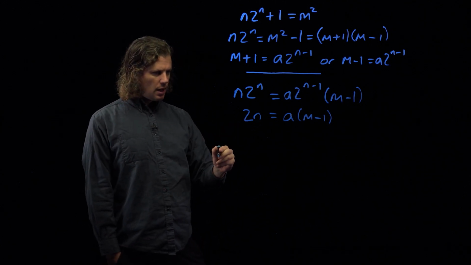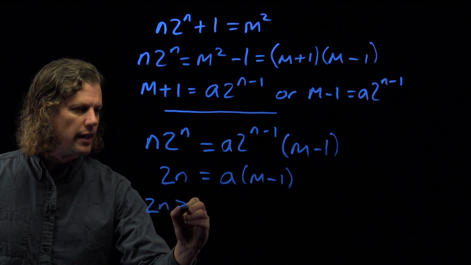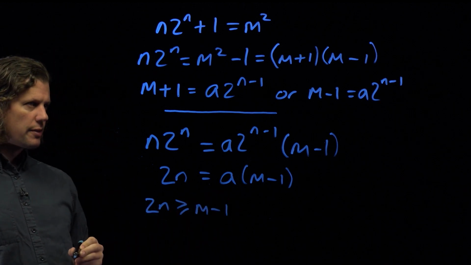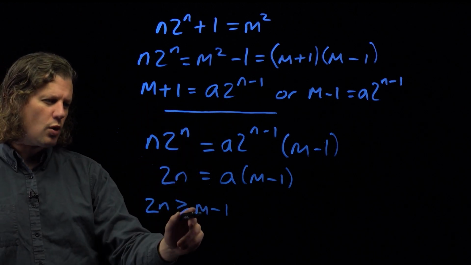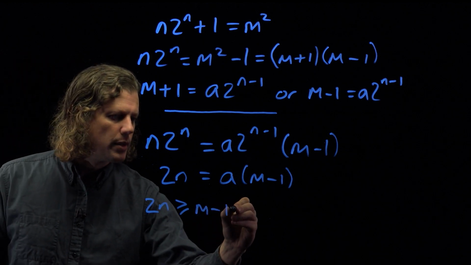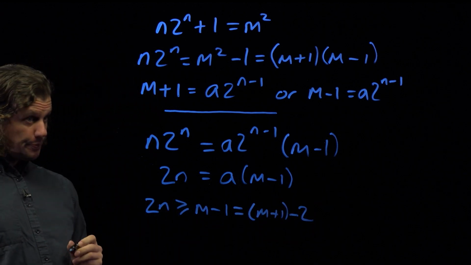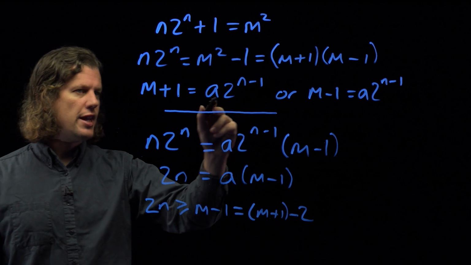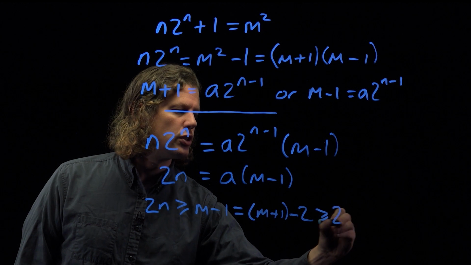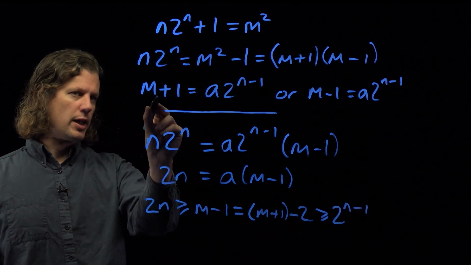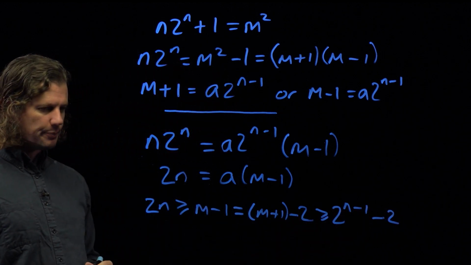So what am I going to do? This time I'm going to say that 2n is greater than or equal to m minus 1 as a result of this. And then I want to use this, but unfortunately this involves m plus 1, and what I've got here is m minus 1. So I'm going to write that as m plus 1 minus 2. And then I'll use that this tells me that m plus 1 minus 2 is greater than or equal to 2 to the n minus 1 minus 2, because m plus 1 is equal to a times 2 to the n minus 1.